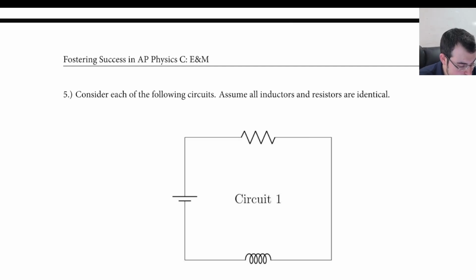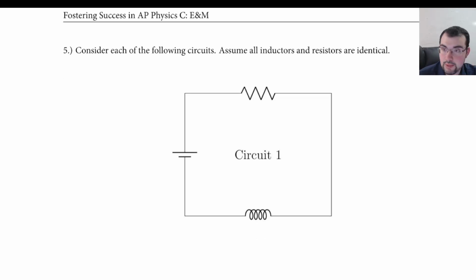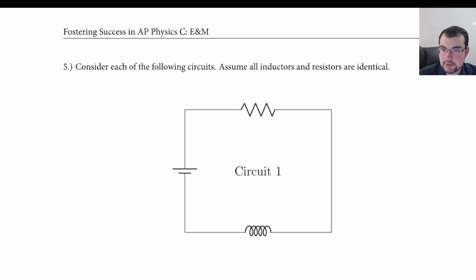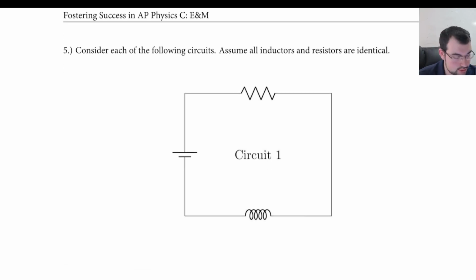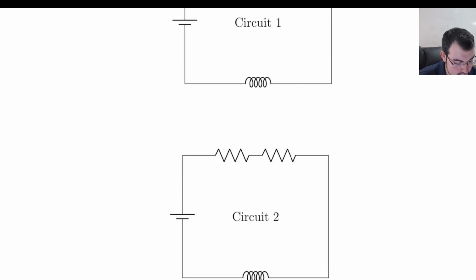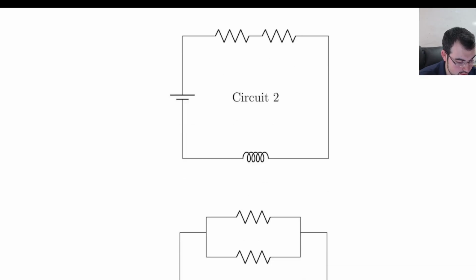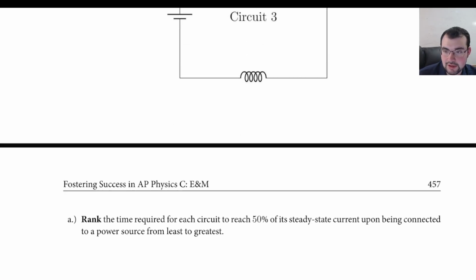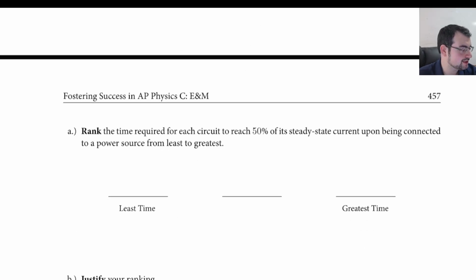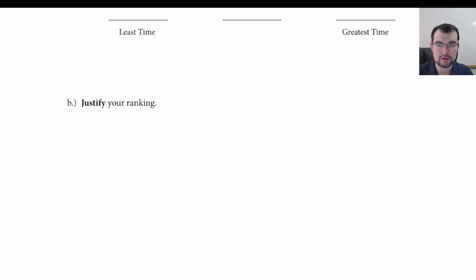All right, now we got a standard ranking to do. Consider each of the following circuits. Assume all inductors and resistors are identical to one another. So we have resistor, inductor, series resistors and inductor, parallel resistors and inductor. What a surprise, we're ranking the time required to ramp up to 50%. So notice this is really just the capacitor problem, just with a different time expression.